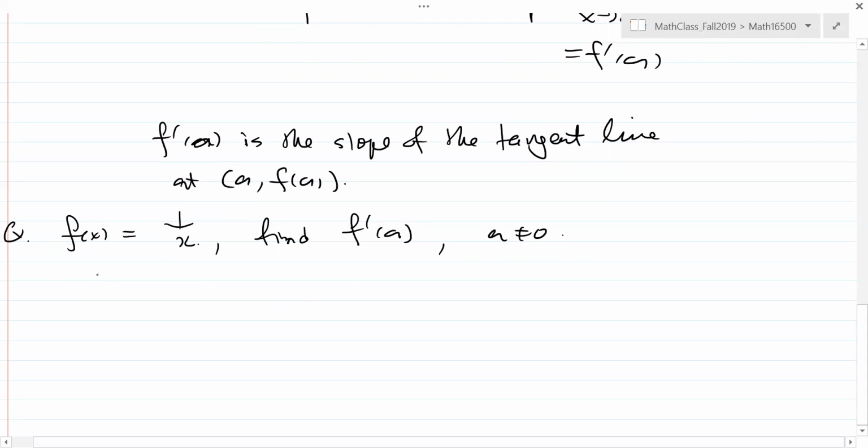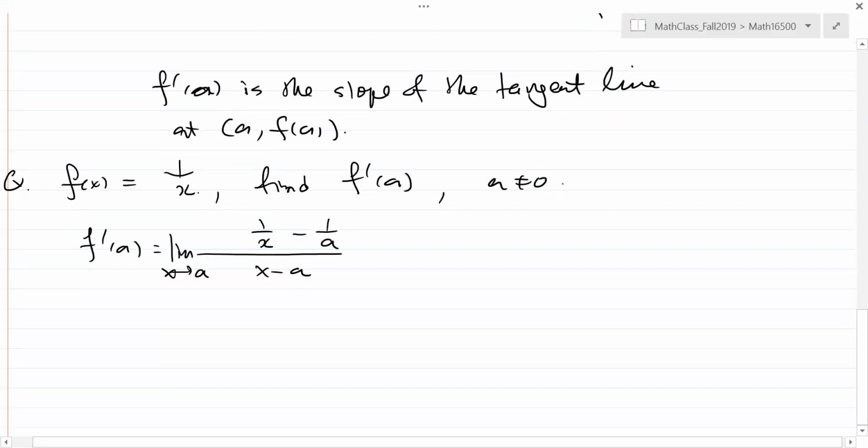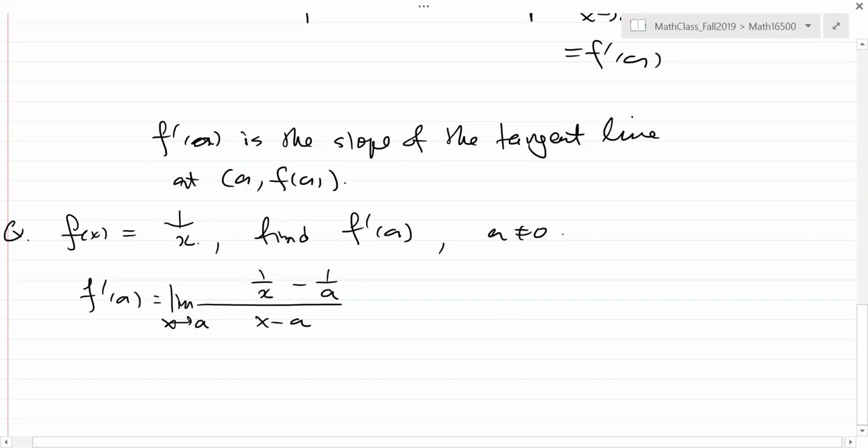So you write down the definition, otherwise we don't know what we're doing, right? So write down the definition. That's going to be the limit as x approaches a of f of x minus f of a over x minus a. Here, f of x is 1 over x, and f of a is 1 over a. If the limit exists, that is the derivative of the function, according to the definition.